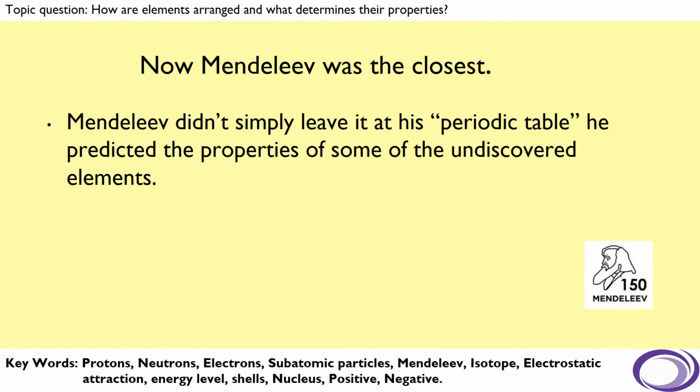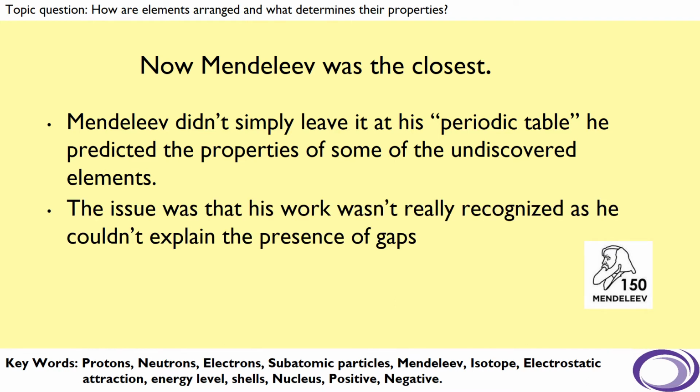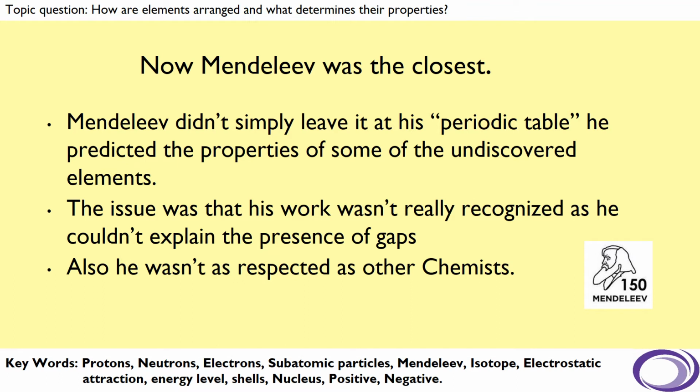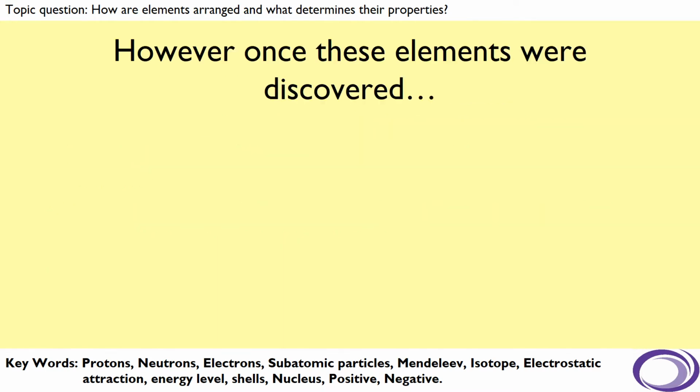And he didn't simply leave it at his periodic table. What he also did is he predicted the properties of some of the undiscovered elements. The issue was that his work wasn't really recognised, as he couldn't explain the presence of those gaps, and simply stating that they were unknown wasn't sufficient to justify them. He also wasn't as respected as other chemists, so that did cause some issues with his work being acknowledged.